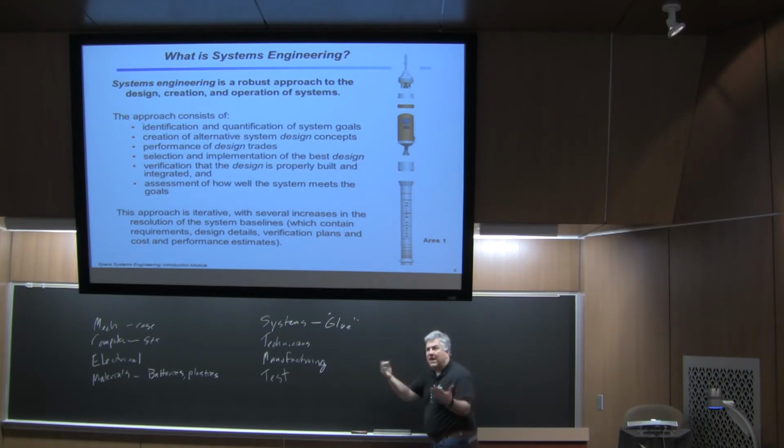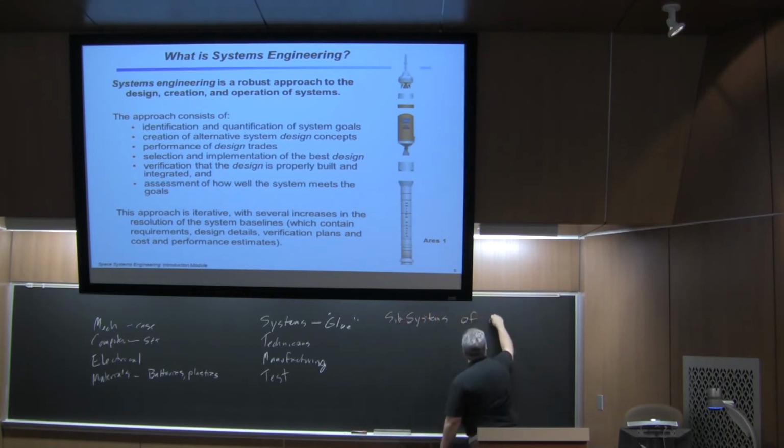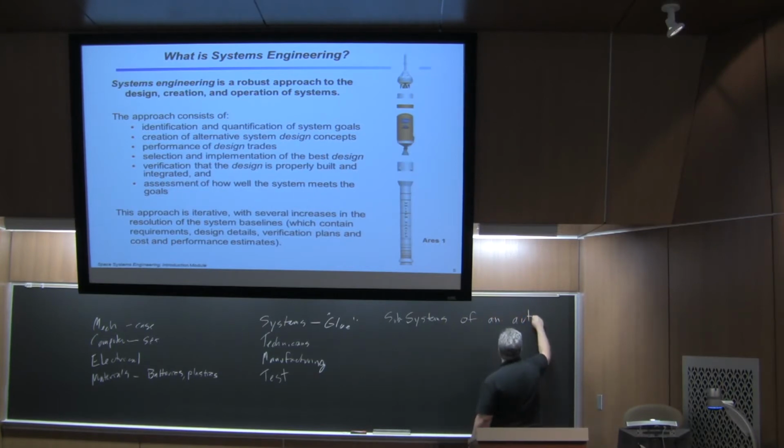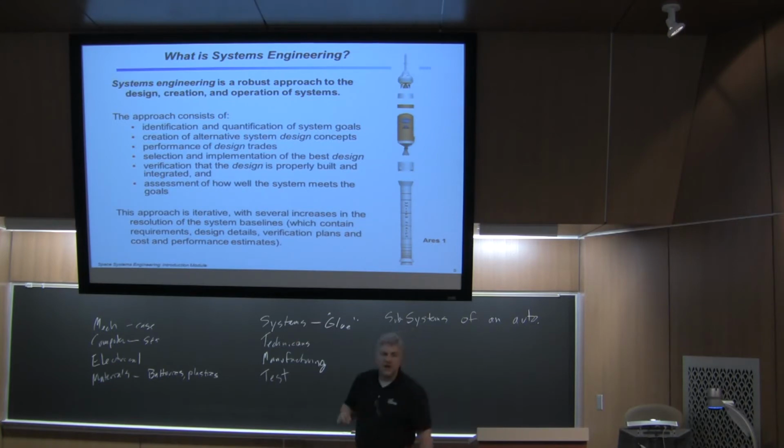So your assignment is to identify, we've talked about a space shuttle as a system of a system, right? Identify the subsystems of an auto. And you can make it as complex or as simple as possible. And let's make it really simple.